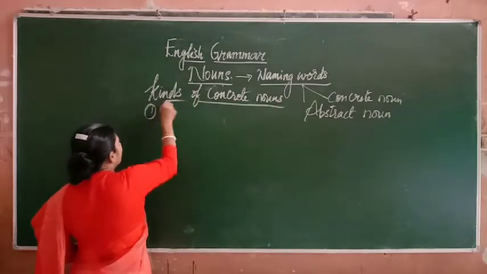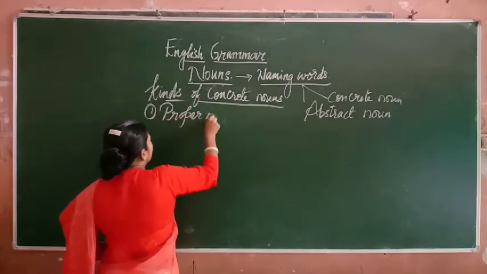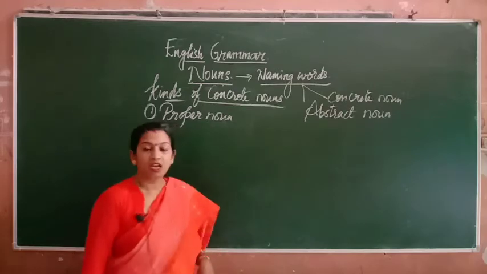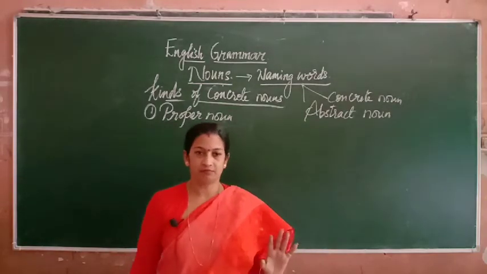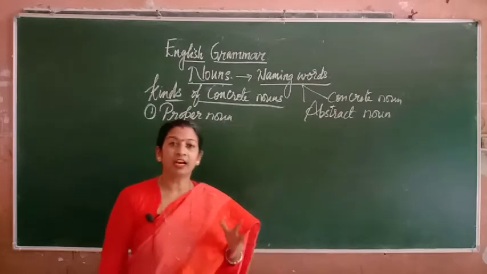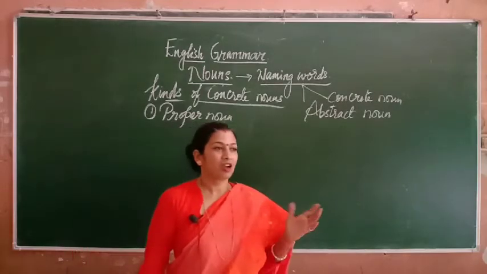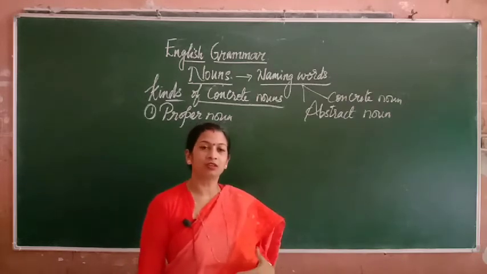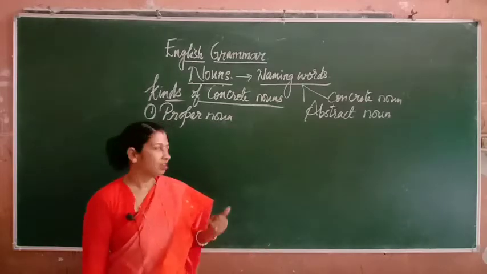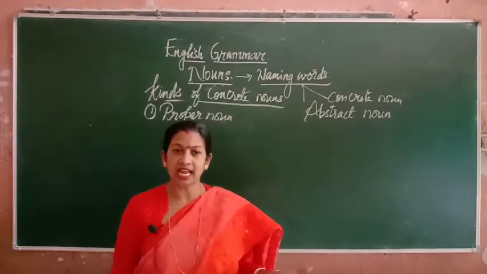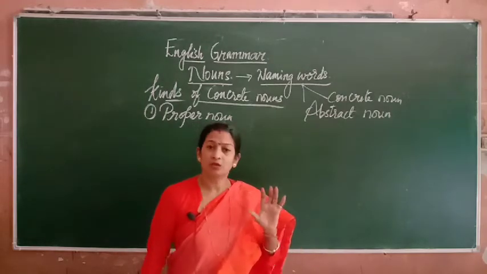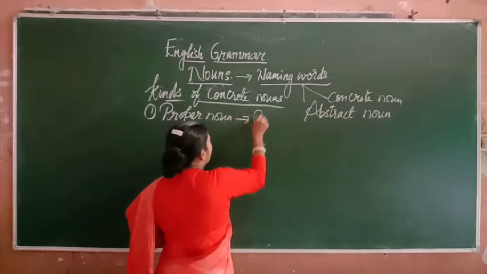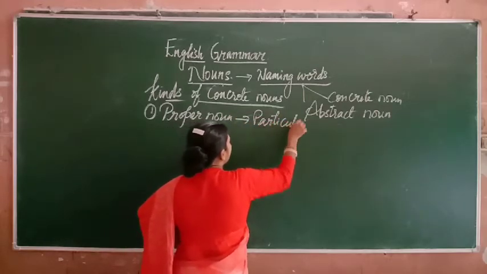Now, the kinds of concrete nouns are, first one, proper noun. Proper noun means a noun which has its particular name. Like, for example, Narendra Modi, Ram, Sham, name of any place, Amsterdam, London, New York, Bombay, Calcutta. Then you have animals, lion, tiger, anybody who is having a particular name. So those who have a particular name, they come under proper nouns.